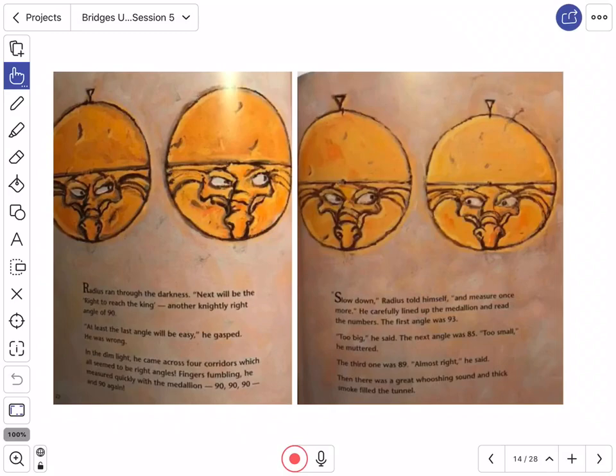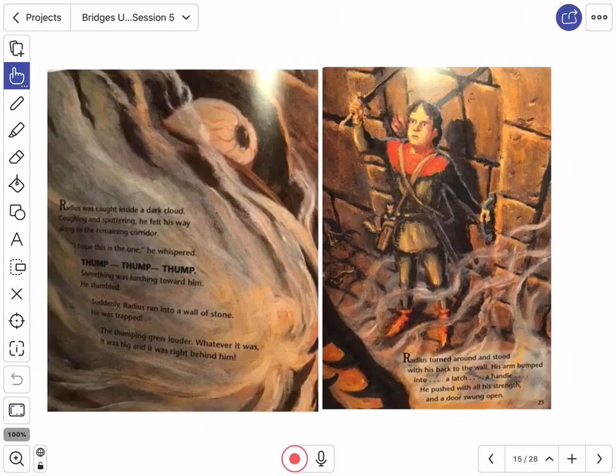Fingers fumbling, he measured quickly with the medallion. 90, 90, 90, and 90 again. Slow down, Radius told himself. Measure once more. He carefully lined up the medallion and read the numbers. The first angle was 93. Too big, he said. The next angle was 85. Too small, he muttered. The third one was 89.